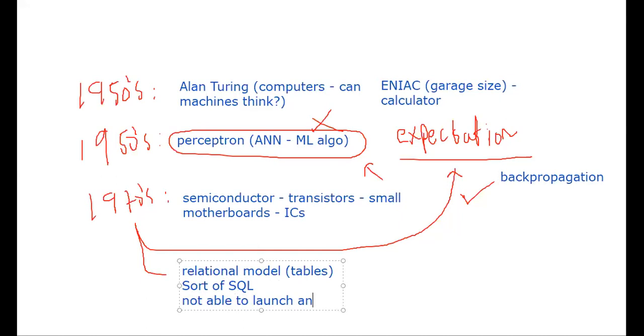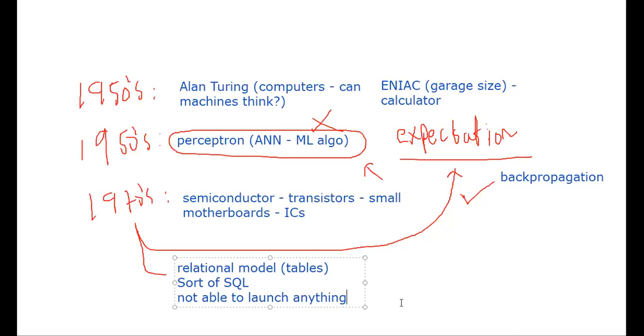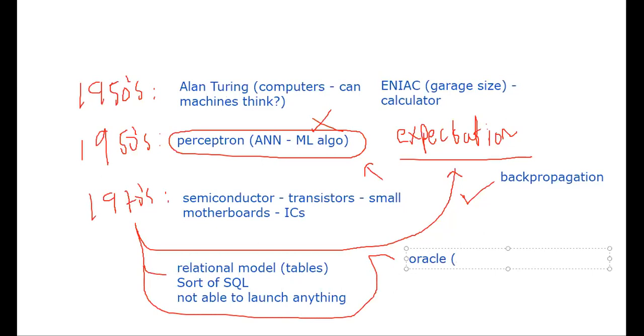And why was that? Because they were very busy in hardware. So IBM was in those days very famous for hardware. The other thing that happened was that Oracle basically launched their own first RDBMS and SQL. That was in the 1970s. And then in the 1980s, IBM came out with DB2.